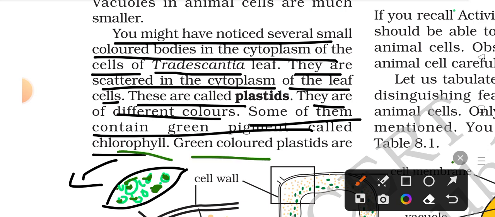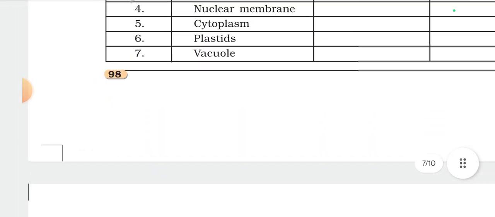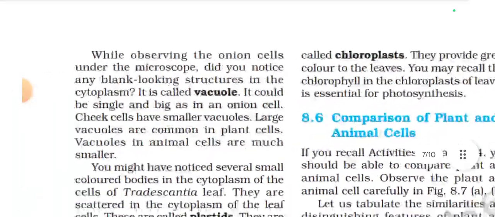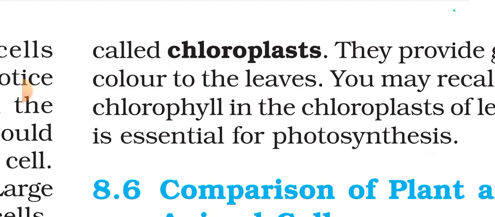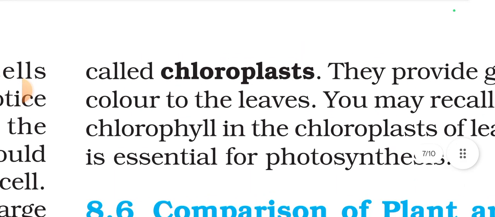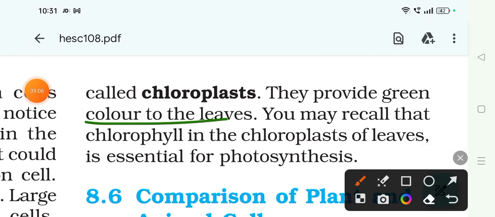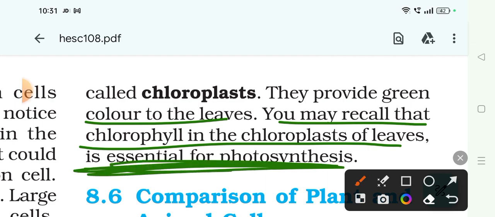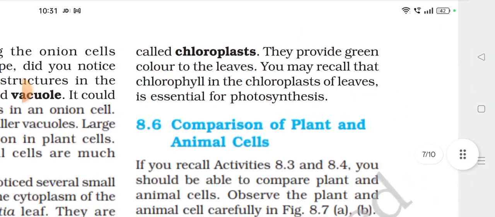Green color plastids are called chloroplasts. So plastid, then chloroplast, and then chlorophyll. They provide the green color to leaves. You may recall that chlorophyll in chloroplast of cell is essential for photosynthesis. Of course, we can recall it.